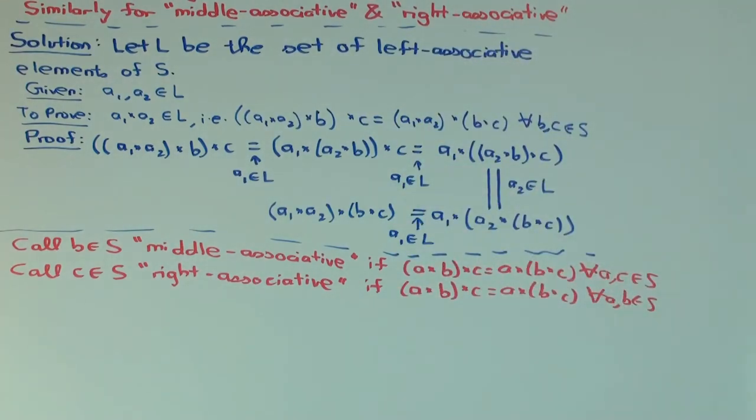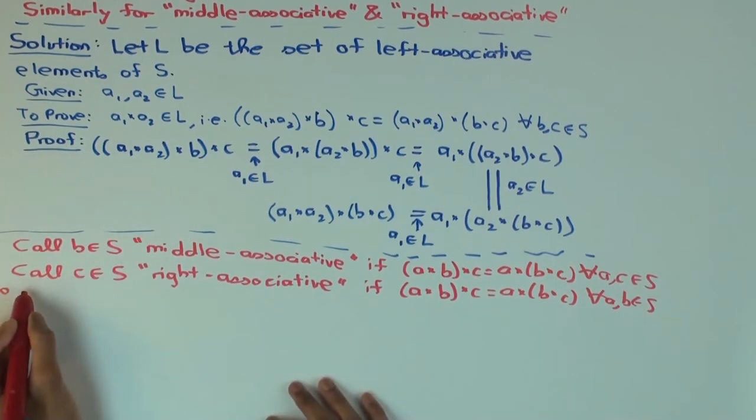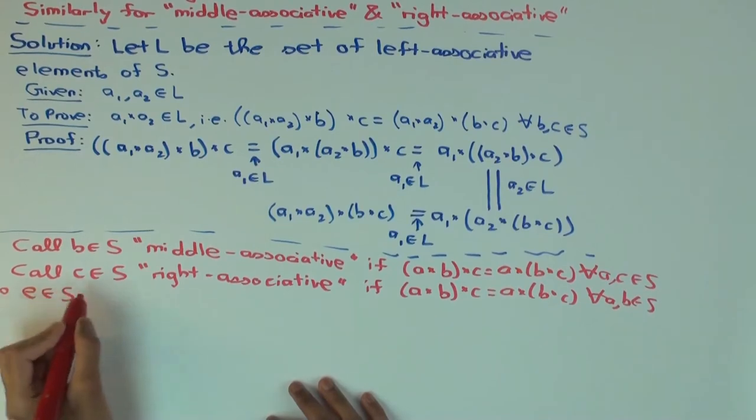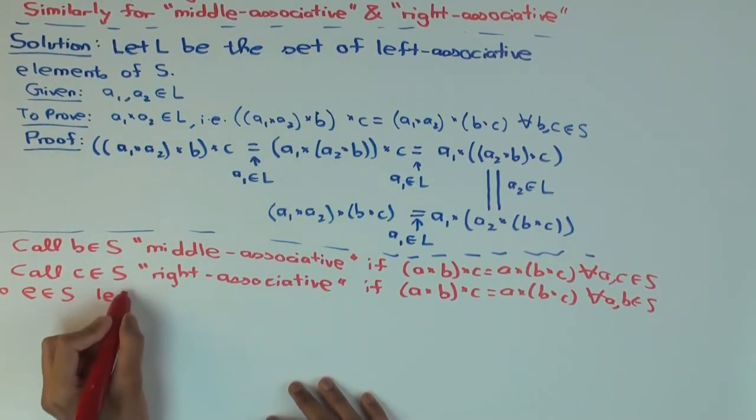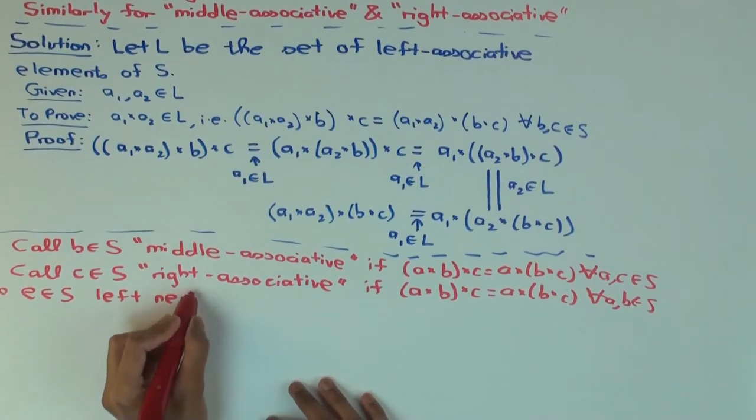So first of all, if S has a left neutral element, that is left associative. Do you agree? Left neutral means when you multiply that on the left, it doesn't change the other value. Right? So if E is left neutral for S, then E is left associative. Is this okay to write down here? Yeah. Okay. Left neutral implies left associative.